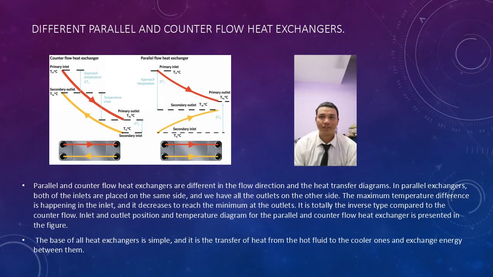Next is the difference between parallel and counterflow heat exchangers. Parallel and counterflow heat exchangers are different in the flow direction and the heat transfer diagrams. In parallel exchangers, both of the inlets are placed on the same side, and we have all the outlets on the other side. The maximum temperature difference happens at the inlet, and it decreases to reach a minimum at the outlets. It is totally the inverse compared to the counterflow.